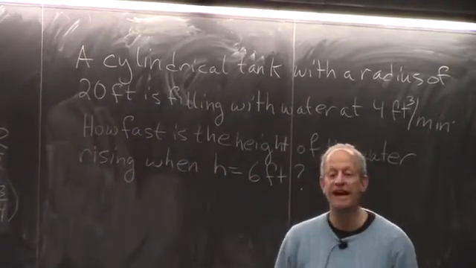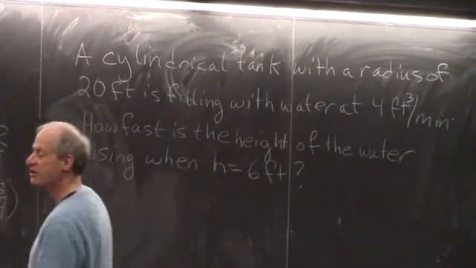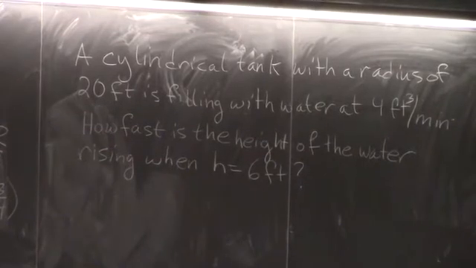You got a cylindrical tank, so a tank shaped like a cylinder, and the cylindrical tank is filling with water at the rate of 4 cubic feet per minute. The radius of the tank is 20 feet. How fast is the height of the water rising when h is 6 feet?